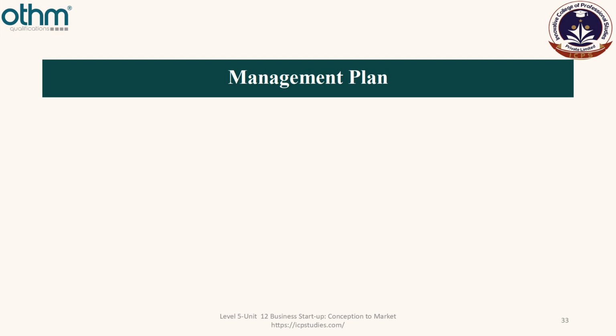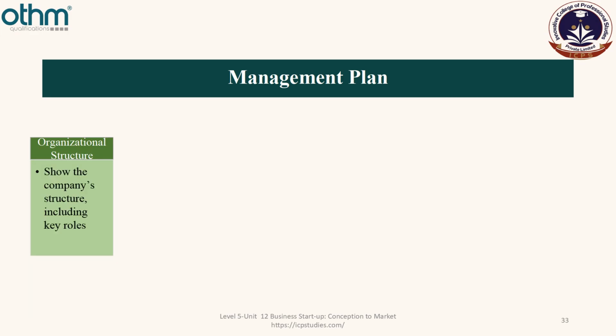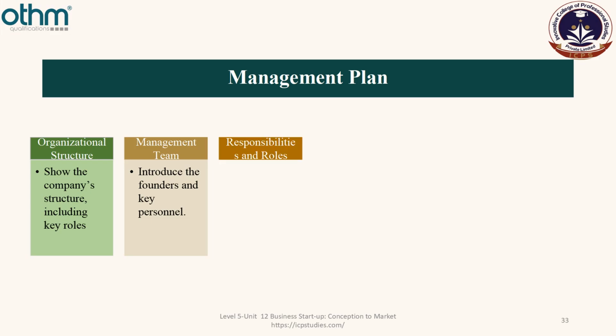After that, we have the management plan, and in the management plan, first we have the organizational structure, which shows the company's structure, which includes some key roles. Then we have the management team, which introduces the founders and key personnel. Then we have responsibilities and roles, which clarify the duties of each team member in the organization.